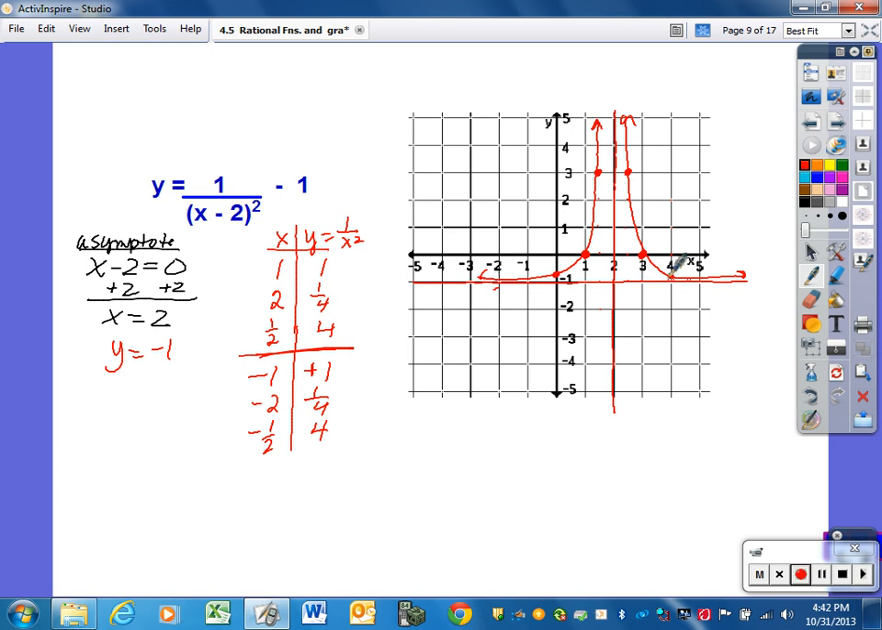I do have my hyperbola right beside each other. So now my domain should model that. I still never touched 2, so x can't be 2. My range should be y can't be negative 1, but it is also above negative 1. So y is greater than negative 1.